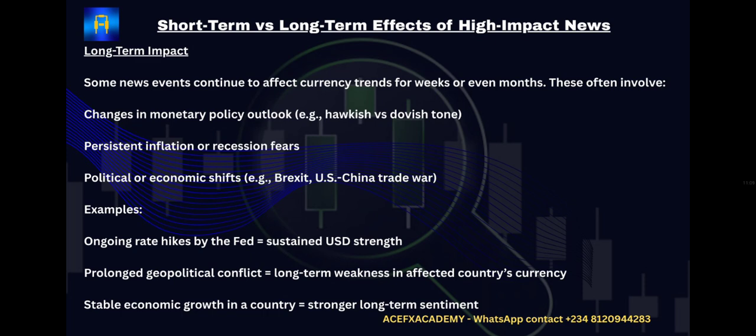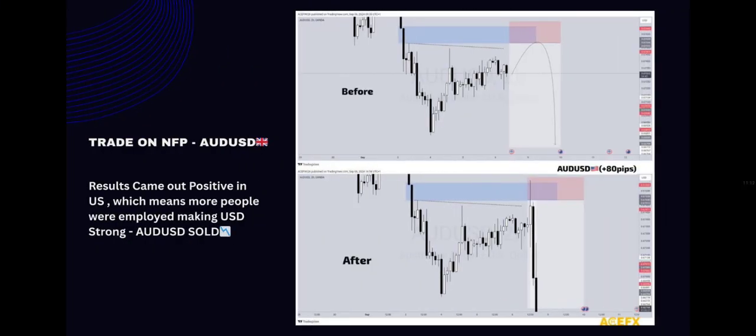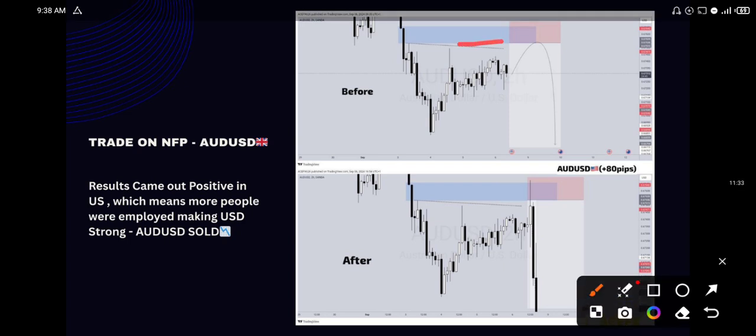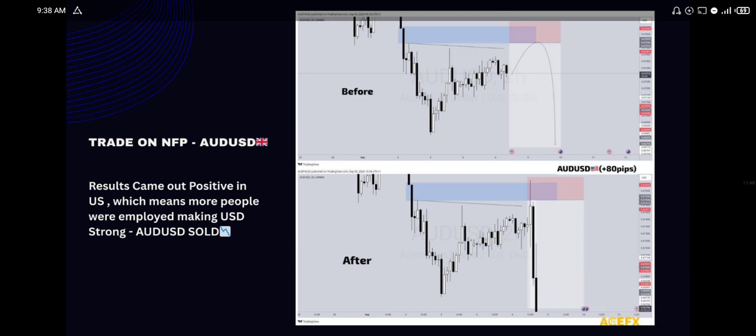Right now, let's go back to some of the trades I took based on this news. You can see this is NFP, and I took the trade on AUD USD. If you zoom in, you look at the date above, but I don't want to zoom in right now. So the news came out positive on US, which means more people were employed, making USD strong. You can see this was my entry, right? And the market, all of a sudden, once the news was released, spiked into my entry and dropped massively. You understand? And I made good profit from the trade.